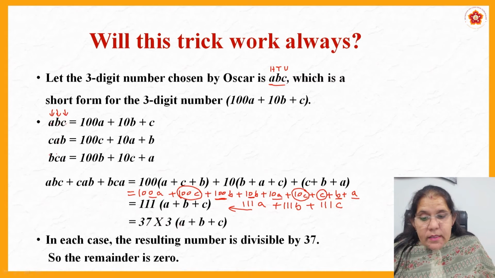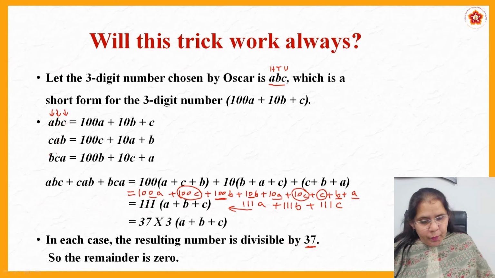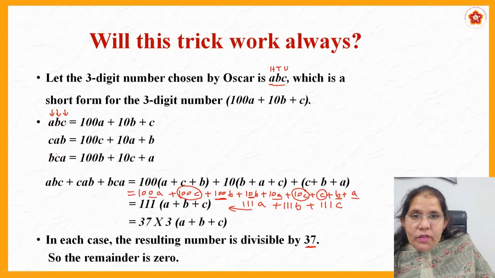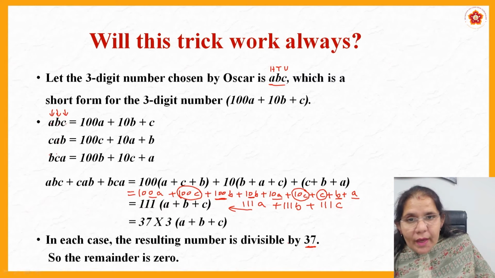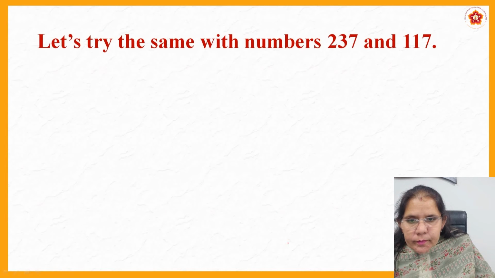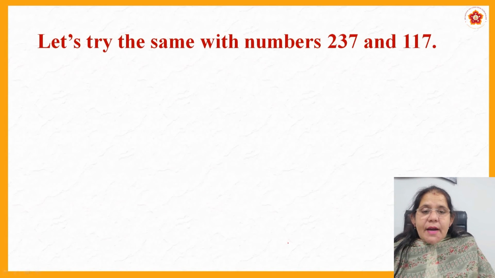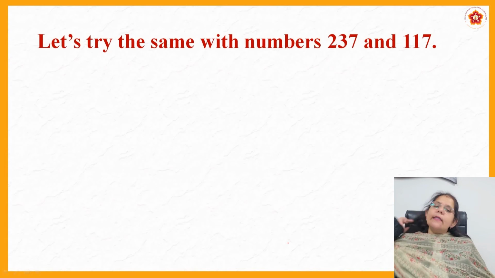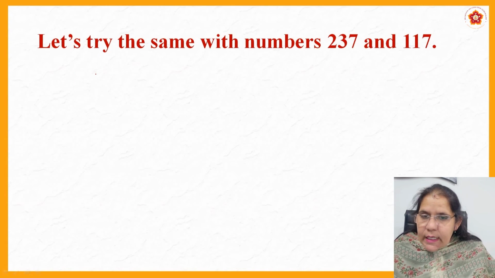111 can be written as 37 into 3. And the next bracket would be A plus B plus C. So we see that in each case the resulting number is divisible by 37. So the remainder is 0. I hope the explanation of this trick is clear to everyone. Let's try the same with numbers 237 and 117.